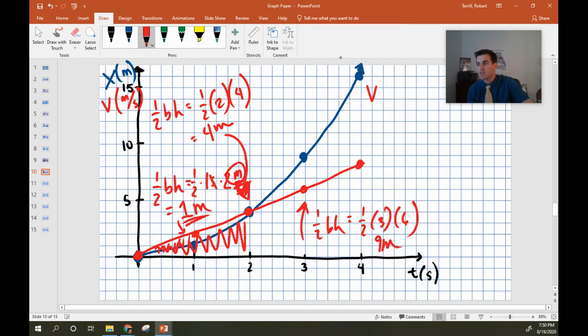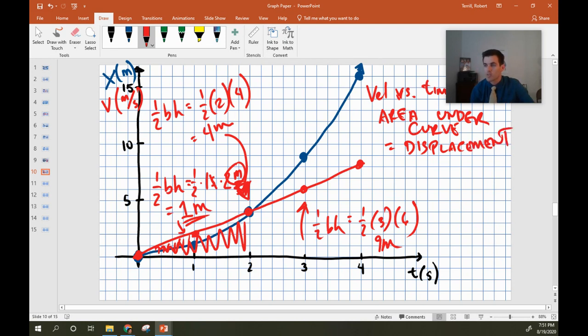So this tells us an important fact. It tells us that on a velocity versus time graph, the area under the curve is the displacement. And that's always true. But we can also notice another interesting feature if we do a little bit more observing of the numbers.